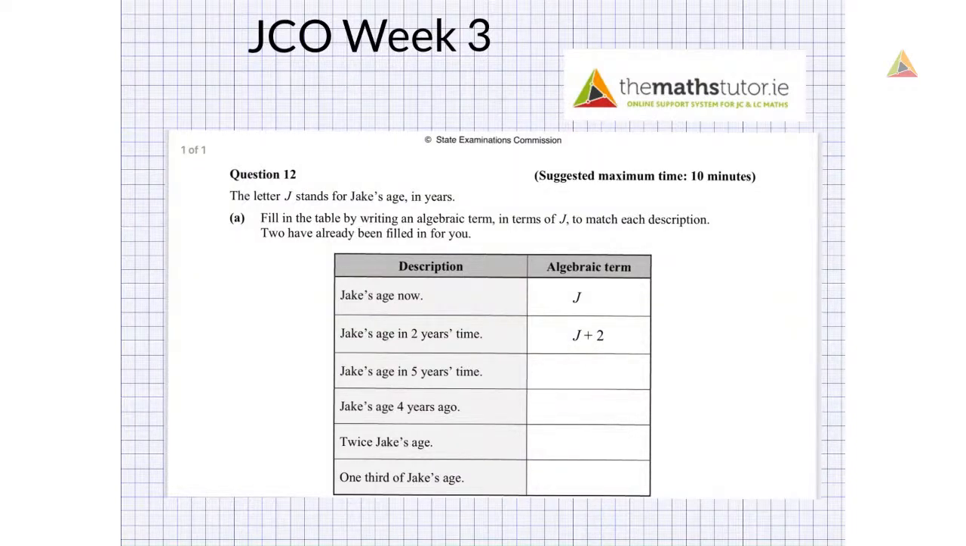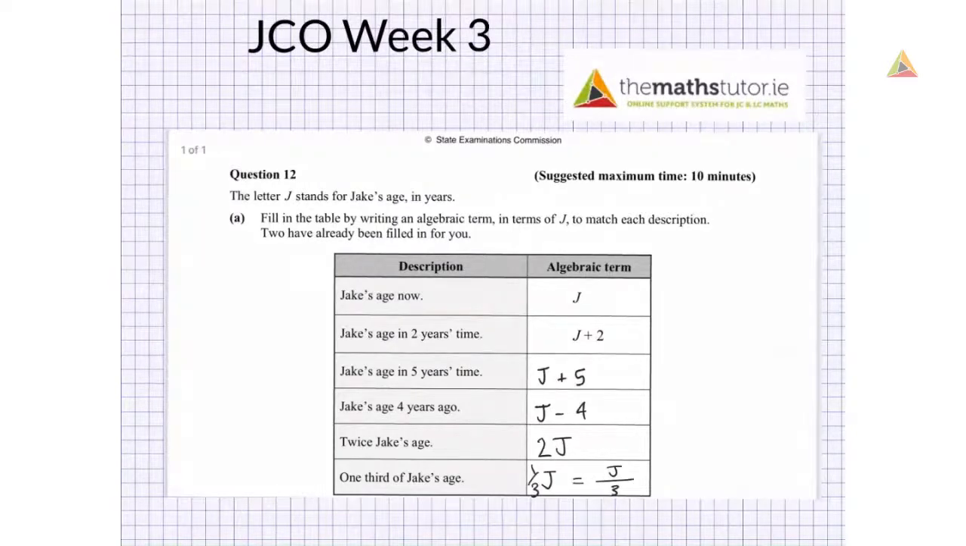Jake's age in 5 years' time. Well, Jake's age now is J, and in 5 years' time, he's going to be 5 years older, so it's going to be J plus 5. Jake's age 4 years ago. Jake's age now is J, and 4 years ago is J minus 4. Twice Jake's age is going to be 2 times J, which is 2J. And finally, 1/3 of Jake's age would be J divided by 3.